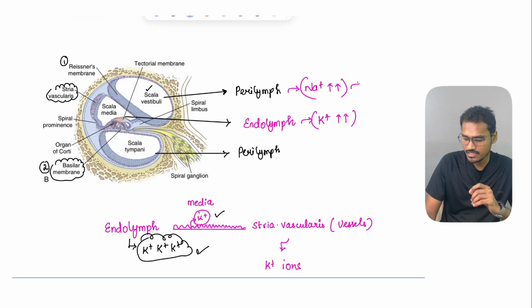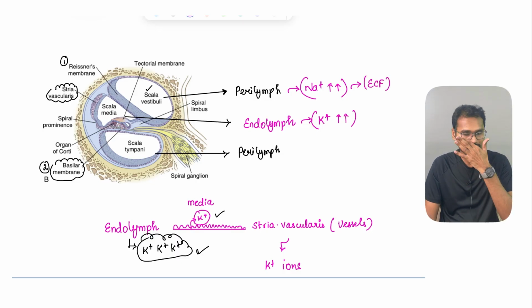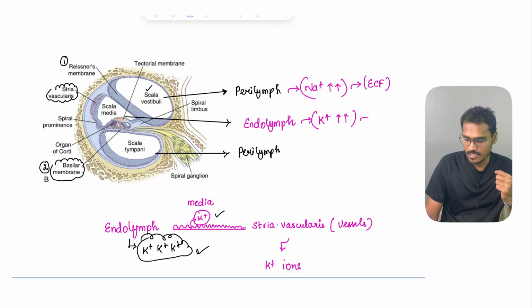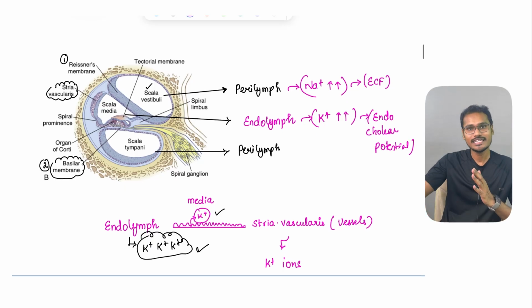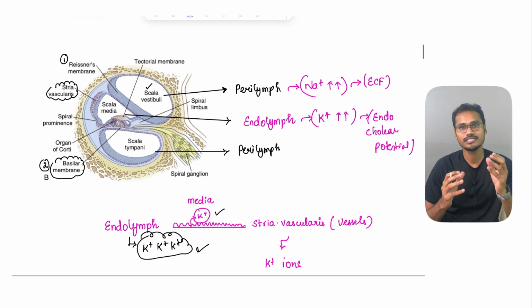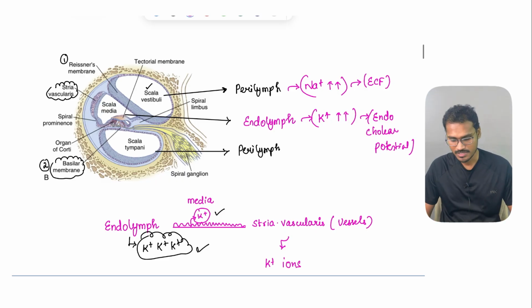So in a similar manner, this perilymph acts like an ECF, wherein it has lots of sodium and chloride, whereas the endolymph has potassium, which will help us to generate the endocochlear potential. Because actually the ear is not hearing the sound. The ear is transmitting the sound into an electrical signal. That electrical signal is perceived by the brain as the sound. So that's why this mechanism is happening.